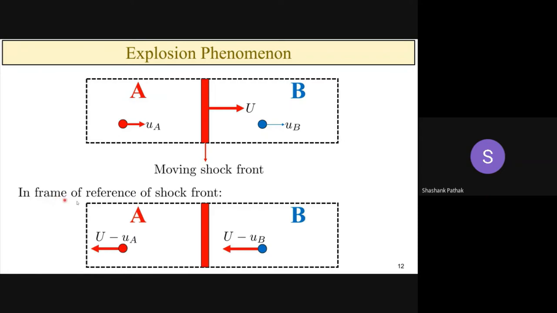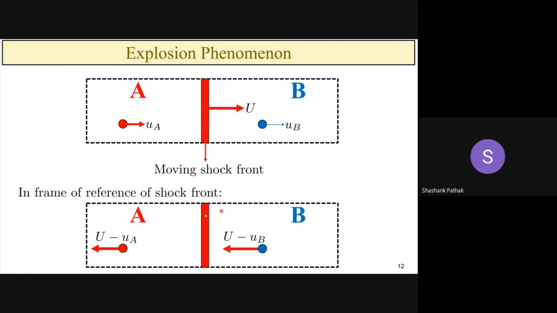Now come in the frame of reference of the shock front. The shock front will be at rest, and there will be relative velocity with respect to the shock front for material A and material B. Material A is material after shock, and material B is material before shock. That's why I have given the names A and B. When I'm talking about A, it means the material after shock; B, material before the shock.